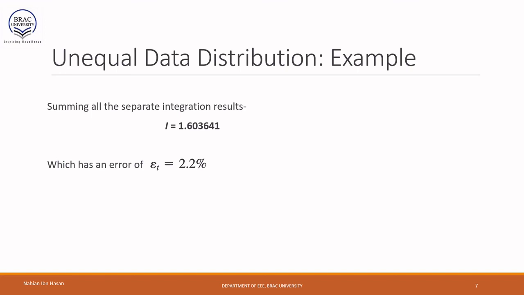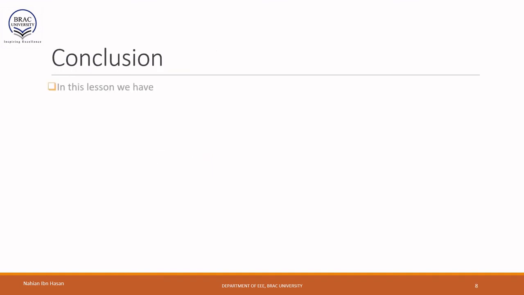So if you remember a few slides before, whenever we used only the trapezoidal rule, we had an error of 2.8%, but now with the combination of Simpson's rule and trapezoidal rule, we have an error of only 2.2%. So the combination is giving you a better result, a better approximation of the true integration value. So that's the error for the combined result.